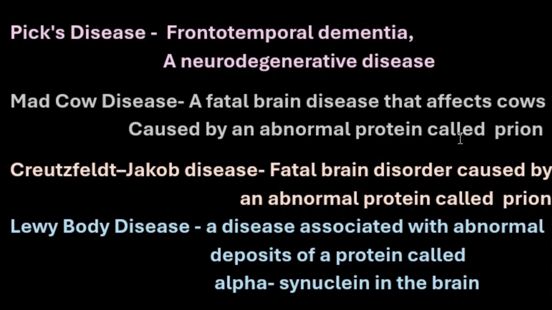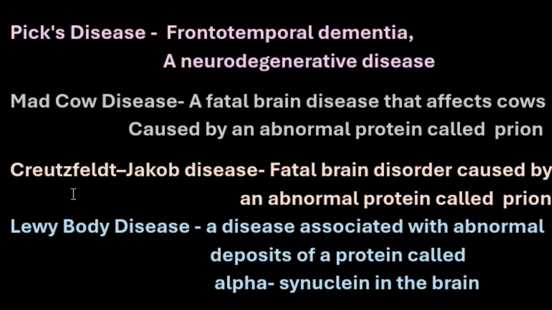Creutzfeldt-Jakob disease is a fatal brain disorder caused by an abnormal protein called prion. So this is caused by the prion and it is for human beings. Lewy body disease is also associated with an abnormal protein, but that is not prion. It is called alpha synuclein in the brain. So this is related to another protein. So the right answer is Creutzfeldt-Jakob disease, which is affecting a human being's brain, caused by abnormal protein called prion.